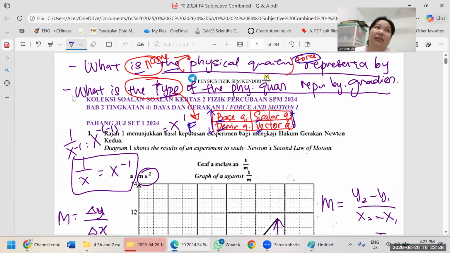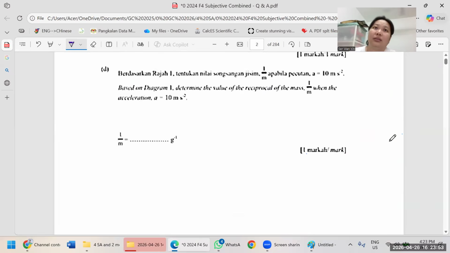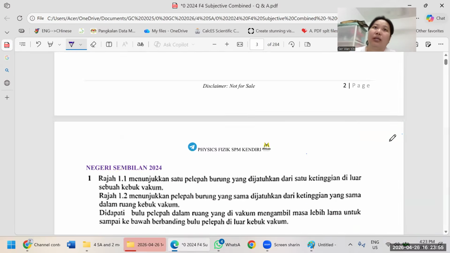Vector, congratulations. Derived, congratulations. Yes. Force is derived because F equals ma. When it forms a formula, it means it's a derived quantity. Vector means it always points in one direction, for example, gravitational force goes down. Okay, seems like you understand.